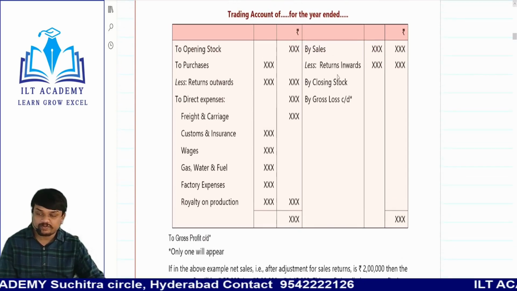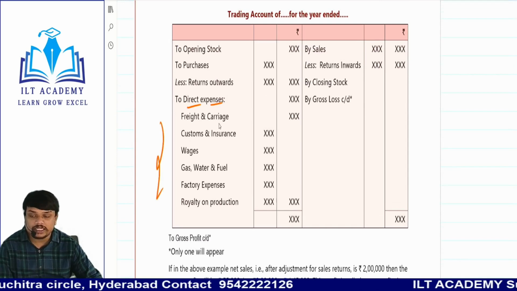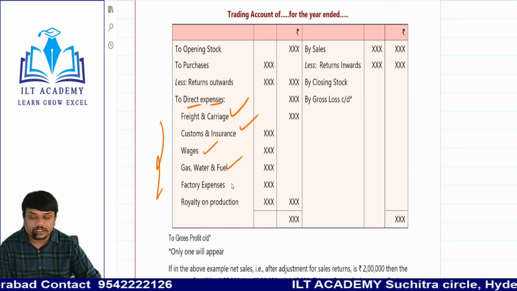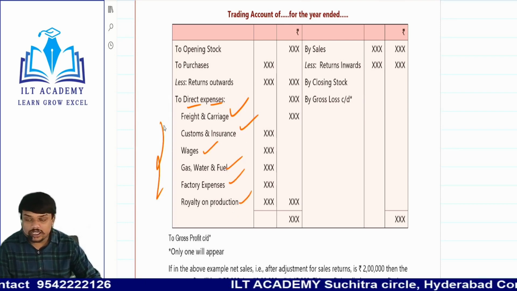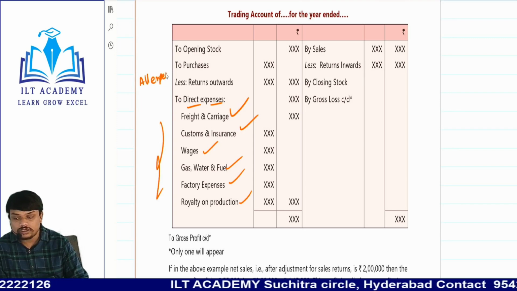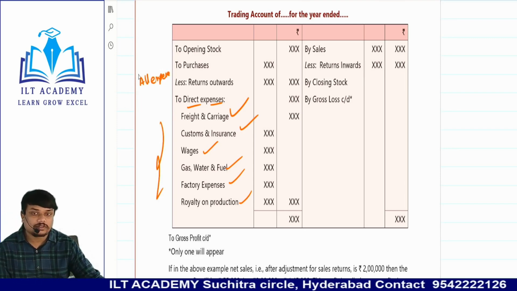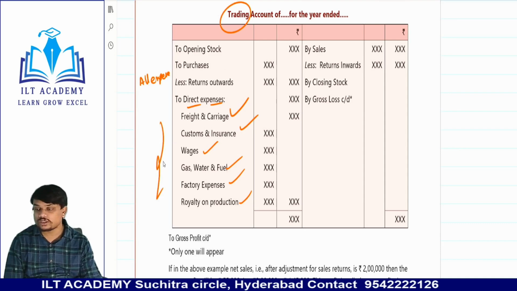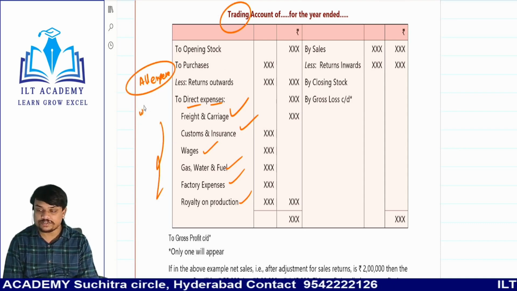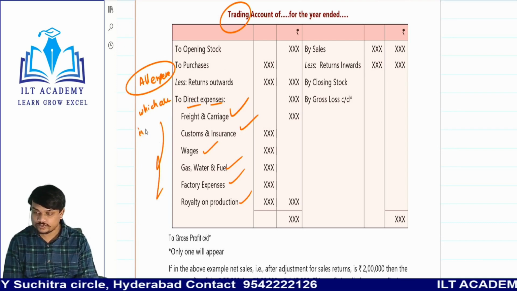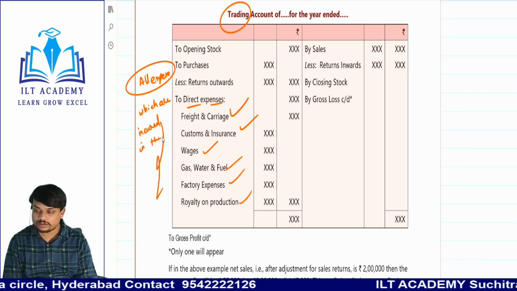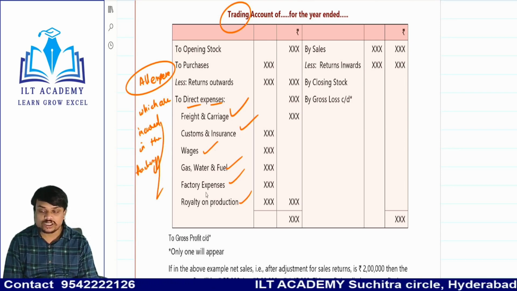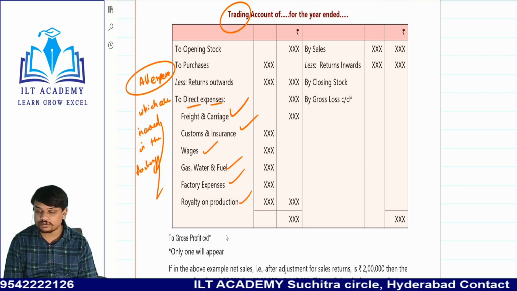Please note down. Now coming to direct expenses, a few examples are freight and carriage, customs and insurance, wages, gas, water and fuel, factory expenses, and royalty on production. These are all expenses incurred in the factory. So these are the direct expenses.